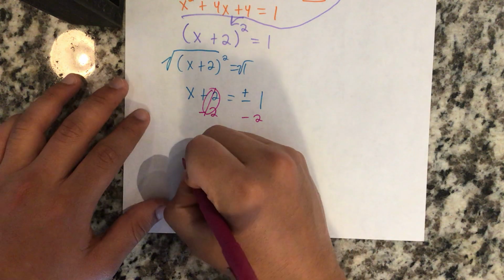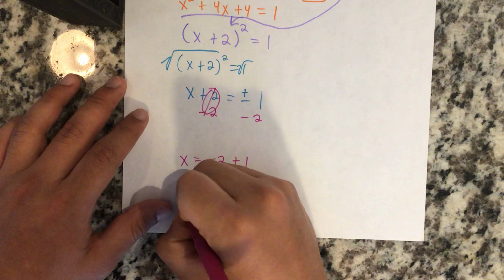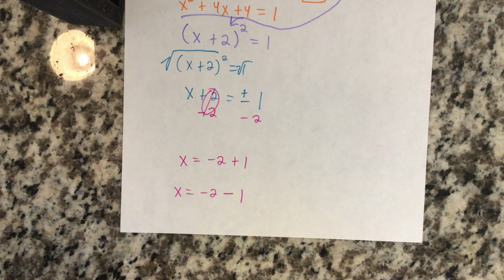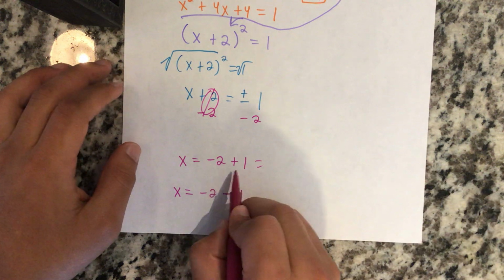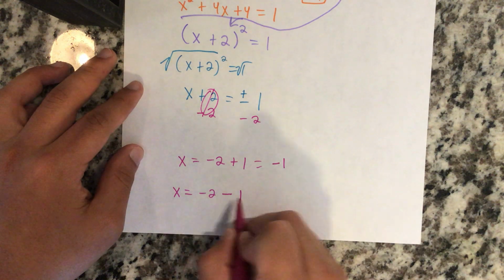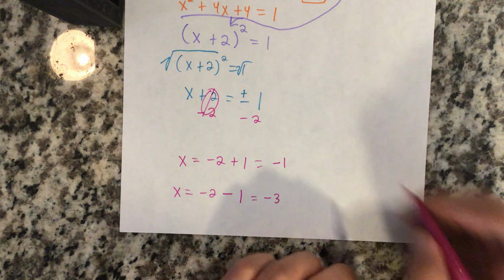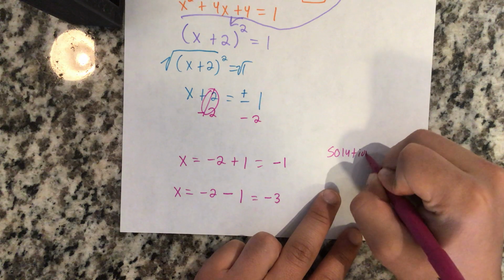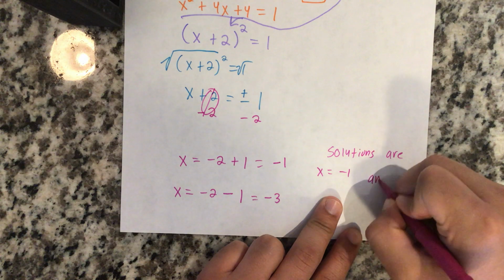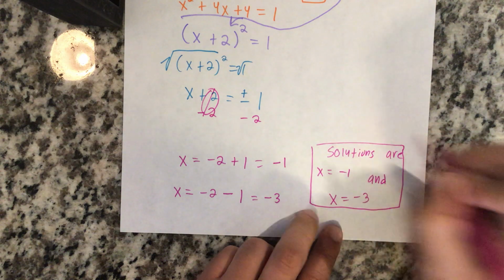So my two x's. So I have x equals -2 plus 1. And then I have x equals -2 minus 1, okay? And then we just solve, right? We just add them up. -2 plus 1 gives me -1. -2 minus 1 gives me -3, okay? And that's it. We just write them out. So my solutions are x equals -1 and x equals -3. And that's it. We are done.